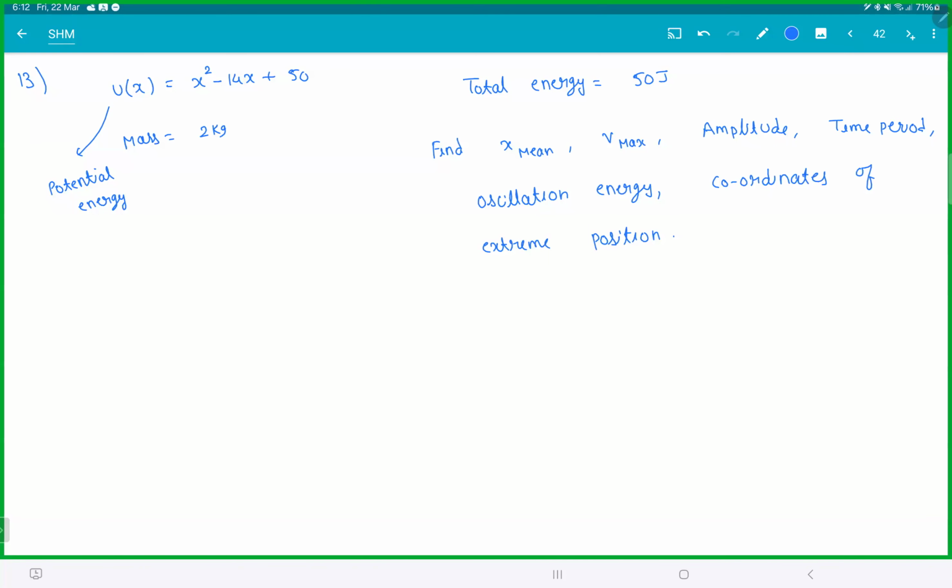I give you potential energy as a function of x coordinate here. Total energy of the system is 50 joules and the mass of the body is 2 kg. With this information, you need to find the x mean, V max, amplitude, time period, oscillation energy, coordinates of extreme positions. Get them up.